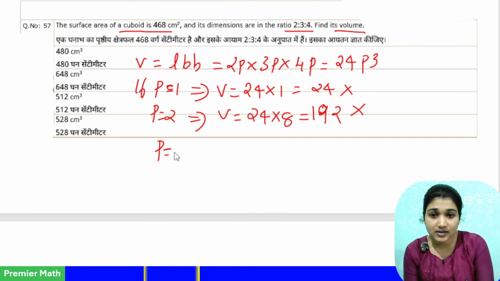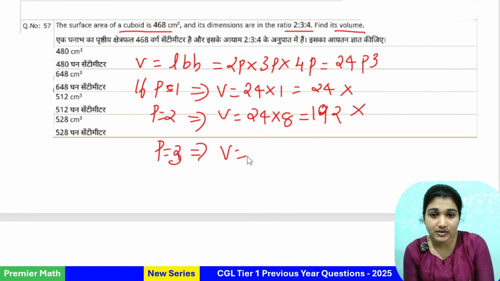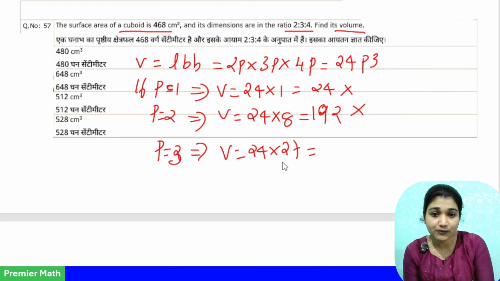And if P is equal to 3, then volume is equal to 24 into 3 cube, which is 27. So this is equal to 27 into 20 is equal to 540, and 4 into 20, 80, 4 into 7, 28. 80 plus 28 is equal to 108. 108 plus 540, 648. That is in the option.